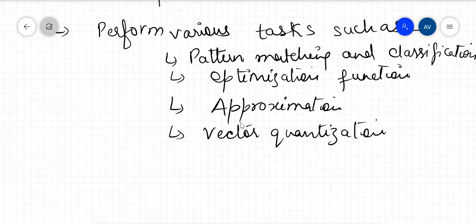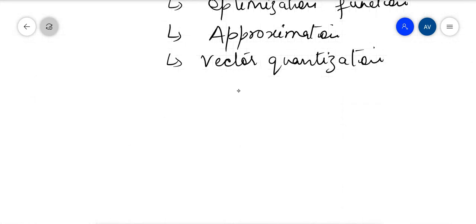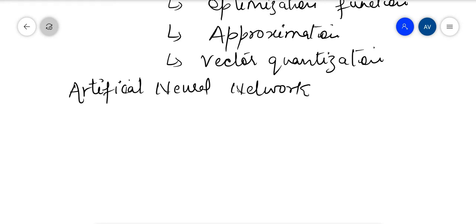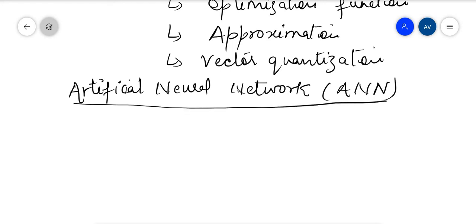Now, first of all, I'm going to tell you what an artificial neural network is. Then I'm going to compare it with a biological neural network. So first, let's take what an artificial neural network is, which in short we always call ANN.